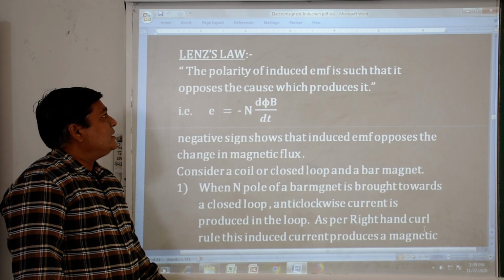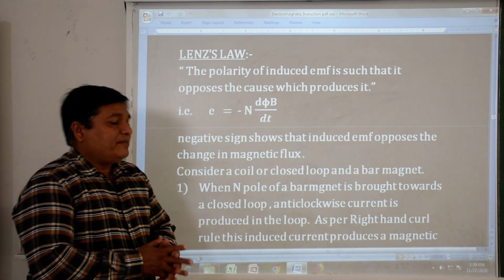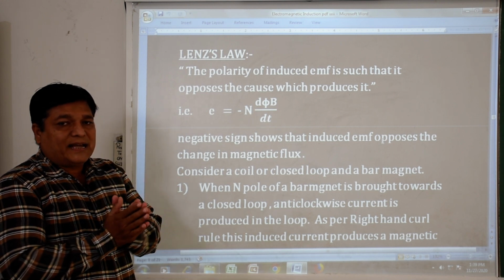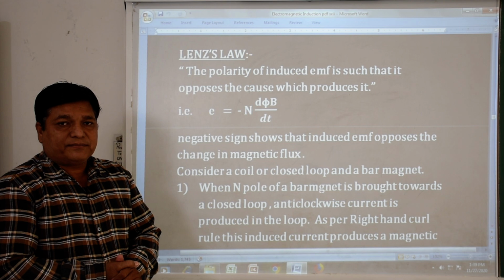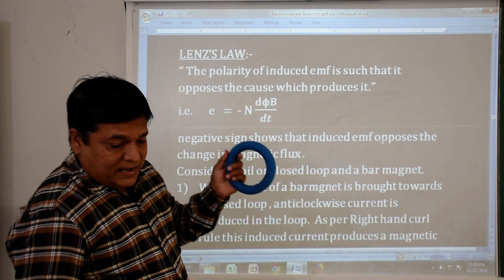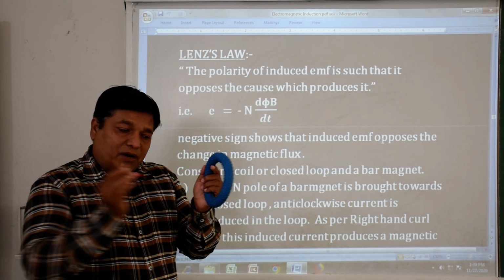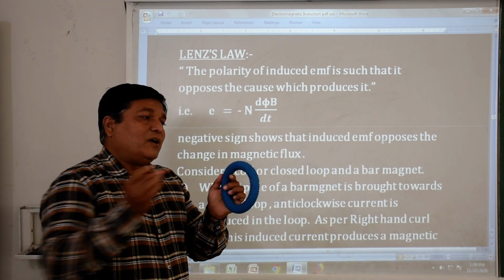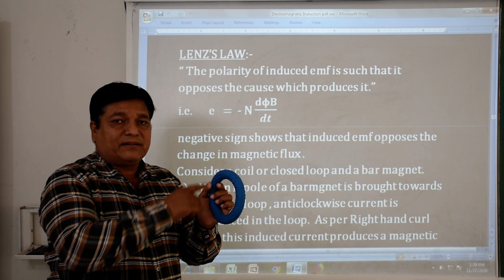Lenz's law says that the polarity of the induced EMF produced in a conductor is such that it always opposes the cause which produces it. Suppose a coil is taken, and the north pole of a bar magnet is brought towards this closed coil. When it is brought towards the coil, the magnetic flux field lines change.